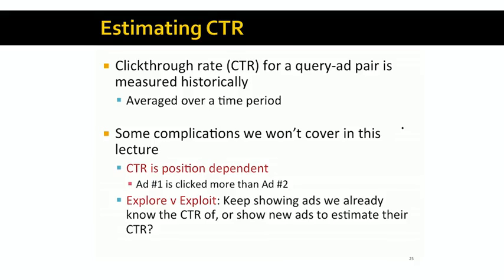Or should we just ignore the new ad, just go with the ads whose CTR we already know and keep showing them to optimize revenue? Should we just exploit the known information, the known CTRs, the known ads, or should we explore what the new ad does? Perhaps the new ad is really good and has a high CTR, but we don't know. Perhaps it's actually bad and has a low CTR. So this problem is called the explore versus exploit trade-off, and it's a very richly studied branch of research, which again we won't have time to cover in this lecture. We'll just assume that we know the click-through rate for each query-ad pair because it's been given to us.